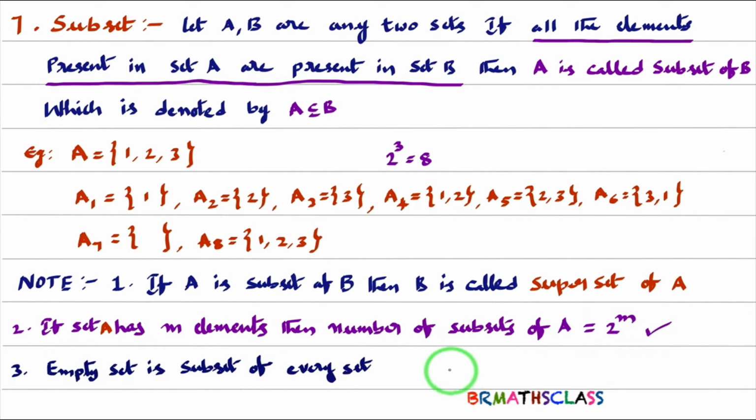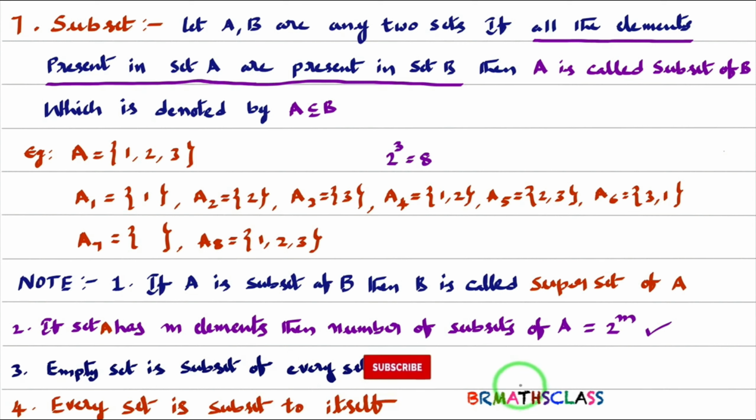And another important point: the empty set is a subset of every set. Please keep this point in your mind. Next point: every set is a subset of itself. These 2 points you need to remember. The empty set is a subset of every set and every set is a subset of itself.